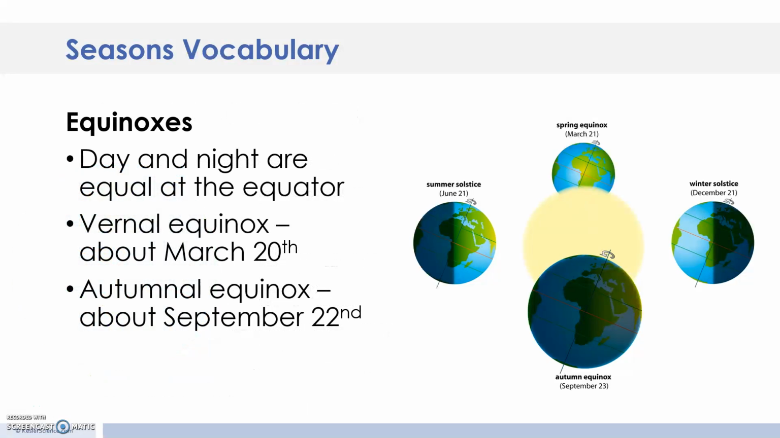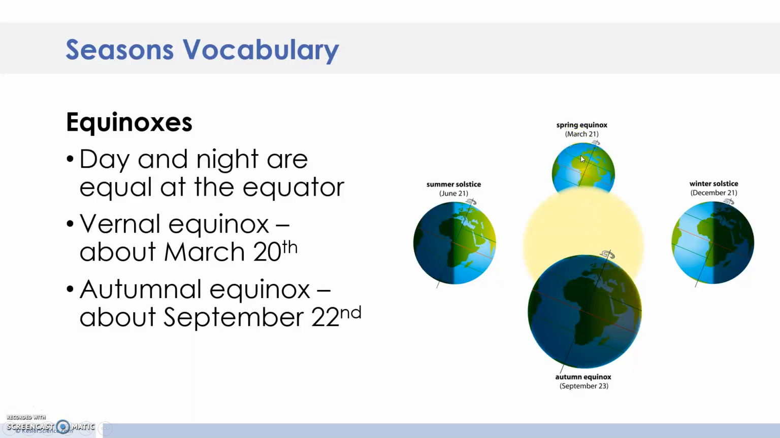And equinox is going to be the other main date that we have to focus on. So this happens in the spring and the fall. This is when day and night are exactly equal at the equator. So the vernal equinox, vernal just means spring, happens about March 20th, and sometimes it's different depending on the calendar dates where they fall and if it's a leap year or not.